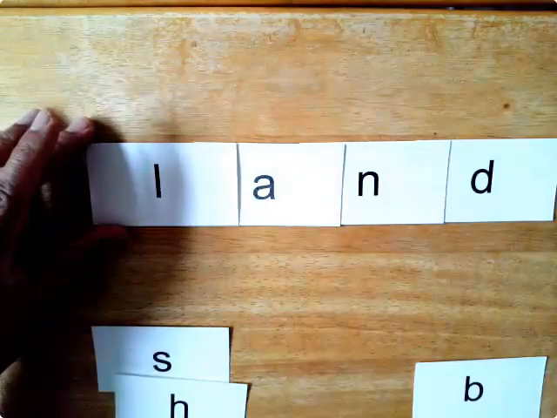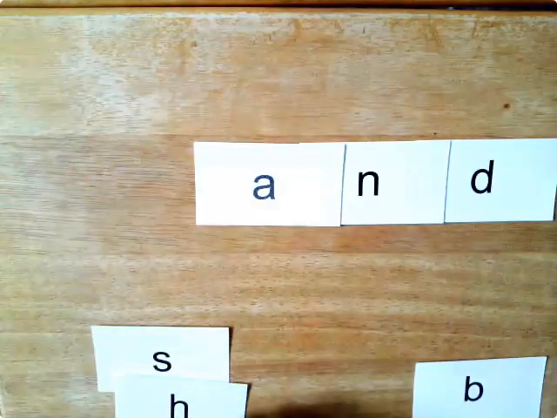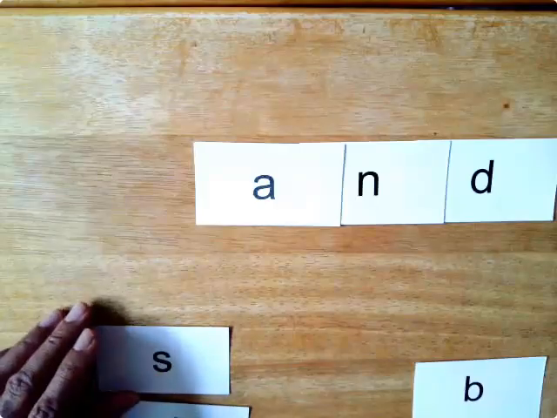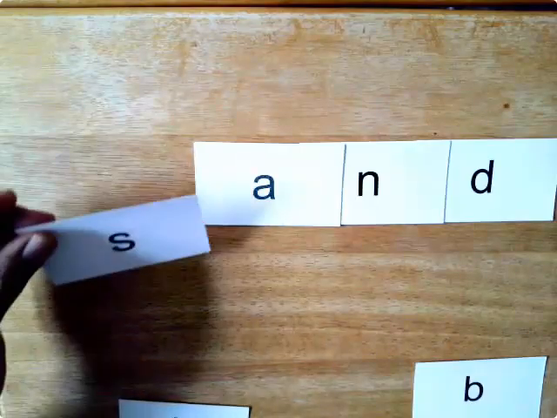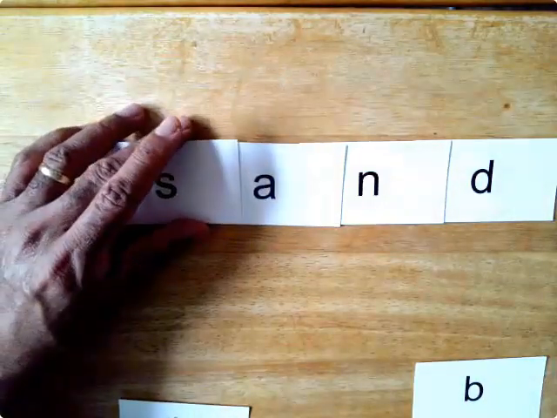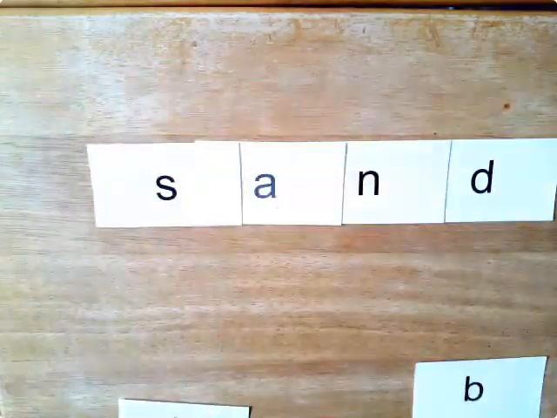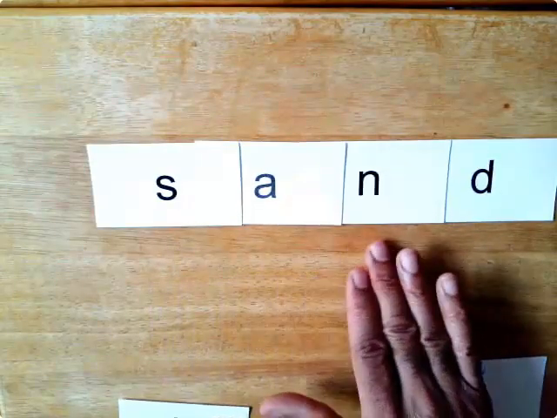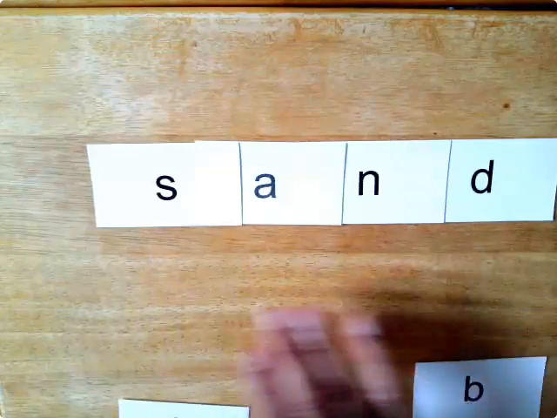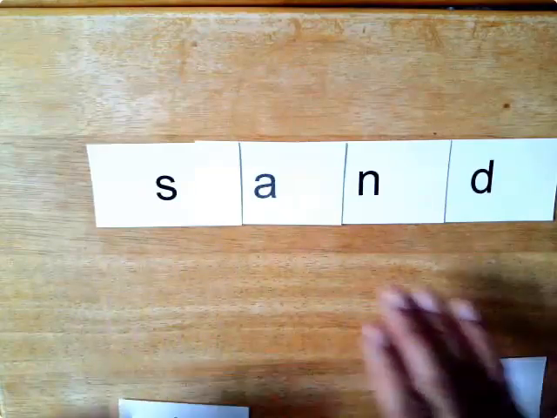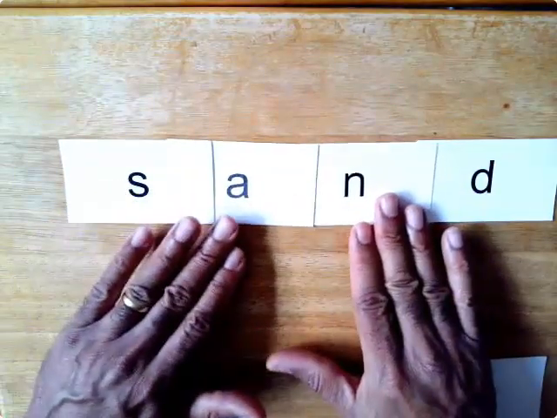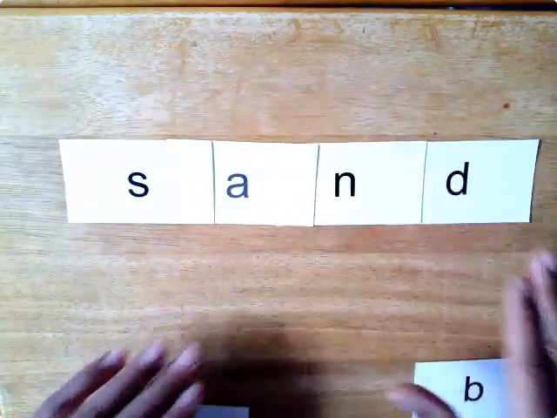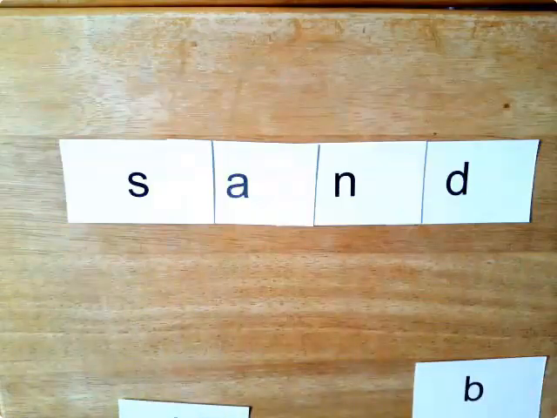What letter do you think I need to add to make the word sand? What sound do you think I need to add? Yes, you are correct. I'm going to add S. See that? Now I have sand. I have the word sand. Move this in the front so you can see it right in the middle there. That's perfect. Sand. And I did this by adding just 1 more sound.